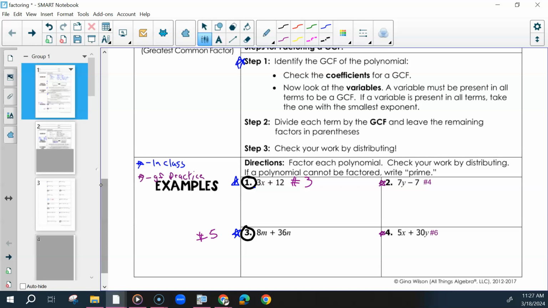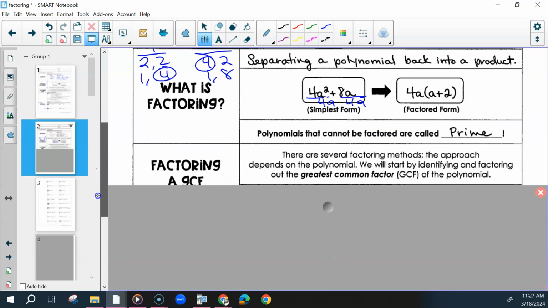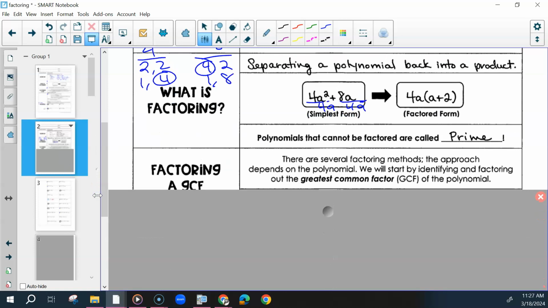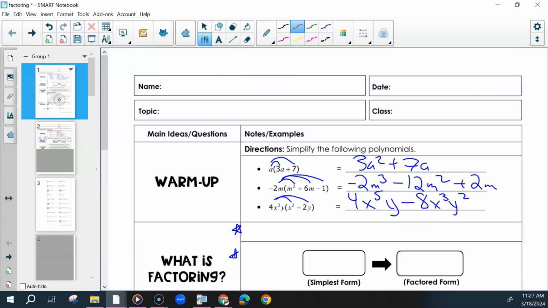I'll show what that means. And then we can check our work. I didn't do this, so I'll do that real fast. If I were to multiply this back out, this would give me 4a squared plus 8a. Whatever that is, if we multiply it back out, we want it to equal the original. If that works, then you know you did that right.